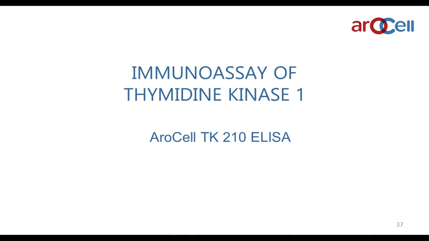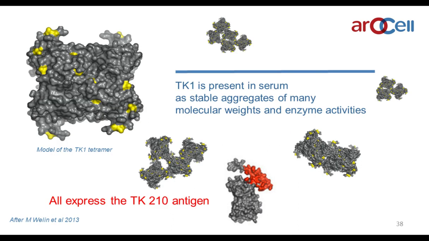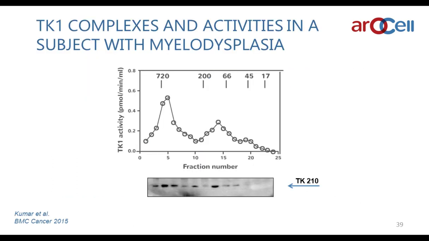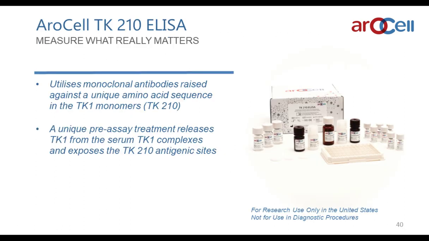So I'm going to first talk very briefly about the immunoassay of thymidine kinase 1, particularly with the AroCell TK210 ELISA. In serum, TK1 forms complexes of many molecular weights and enzyme activities, but they all express the TK210 antigen. And as you can see, when you plot the enzyme activity against the molecular weight and at the same time do Western blotting on the different fractions, you can see that where there is enzyme activity, there is the presence of TK1, and you can see it by looking at the TK210 antigen, an antigen specific for the TK1.